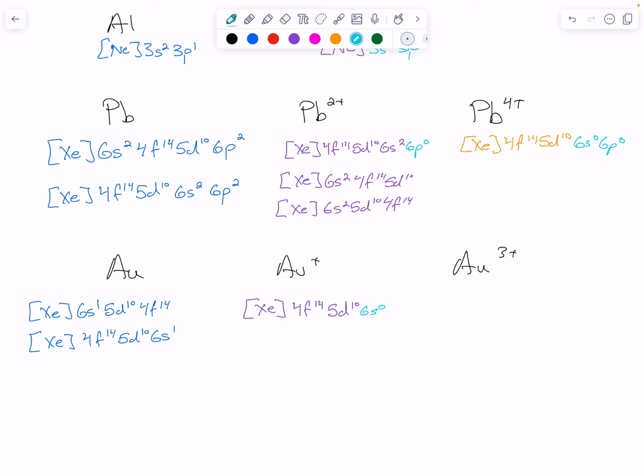Gold 3, what do we do? Well, gold 3 is xenon, 4f14, 5d, how many? Well, 5d8, and it's 6s0, if you want to write it.